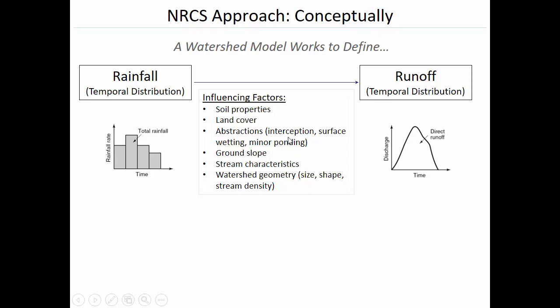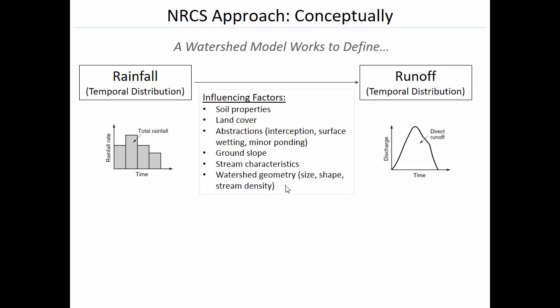The NRCS method is trying to account for surface wetting and ponding that could occur, and the slope of the ground. Remember, we've talked about how steeper slopes allow water to move more quickly over the surface, and as a result there's going to be less infiltration generally. So the NRCS method is trying to account for that, the stream density, the sinuosity of streams, the watershed geometry, like how long a watershed might be or how circular it could be.